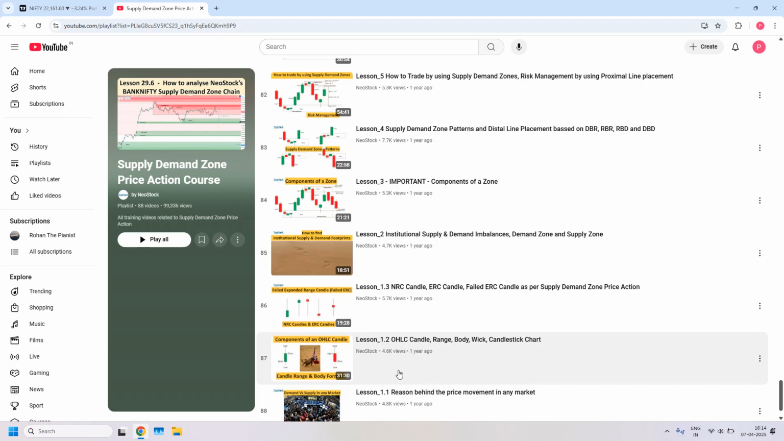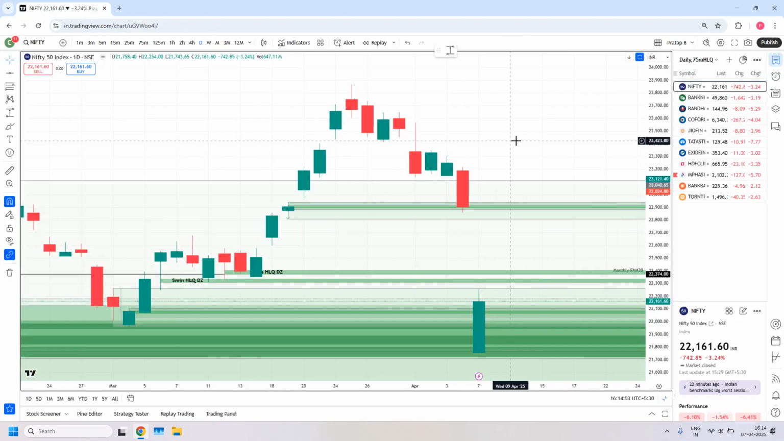Now let's get into our performance of a HLQ zone analysis. After we complete this performance of HLQ zone analysis, I will also look into NIFTY.